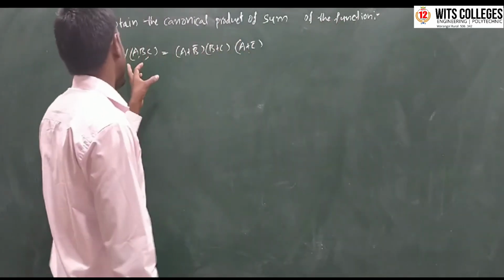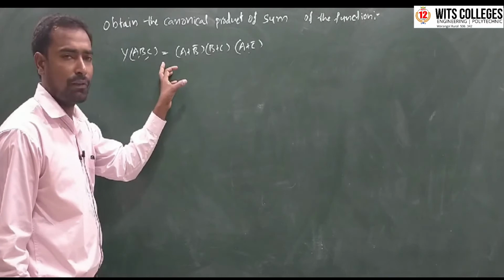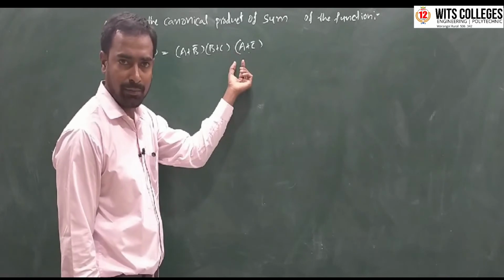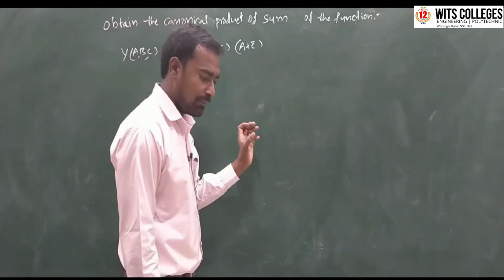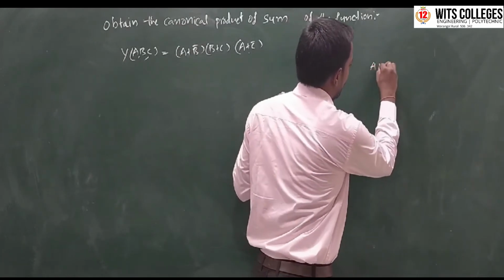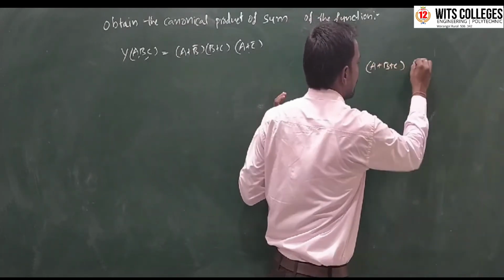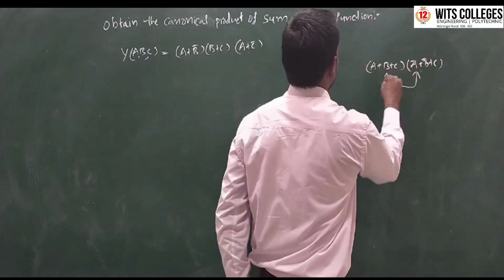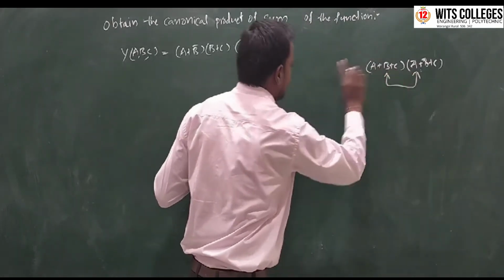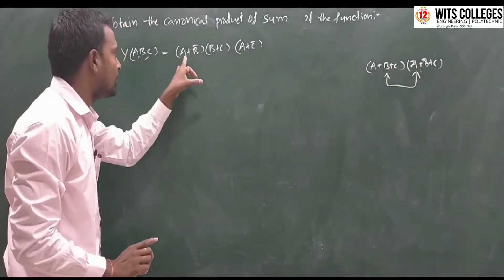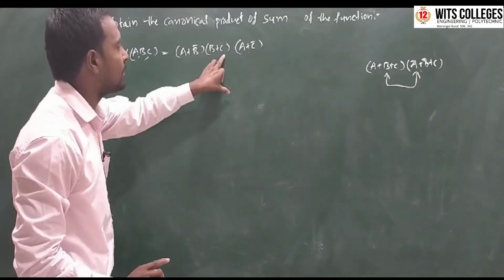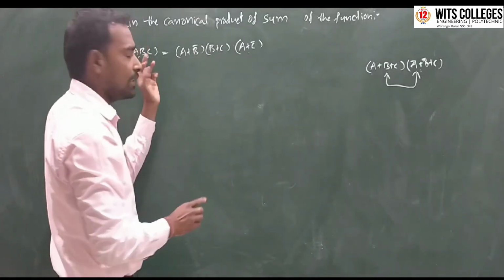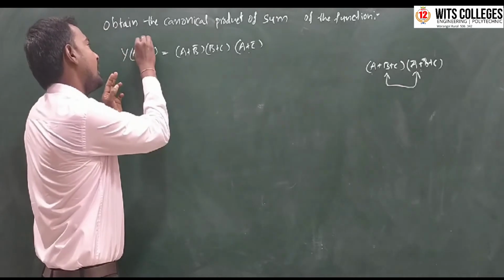Coming to the next problem, obtain the canonical product of sum of the given function. The given function is Y of A comma B comma C is equal to (A plus B bar) into (B plus C) into (A plus C bar). So in product of sum, we have to get the combination of A plus B plus C into A bar plus B bar plus C. Okay, so we have to get that product of sum. Here we have three variables, those are A B C.